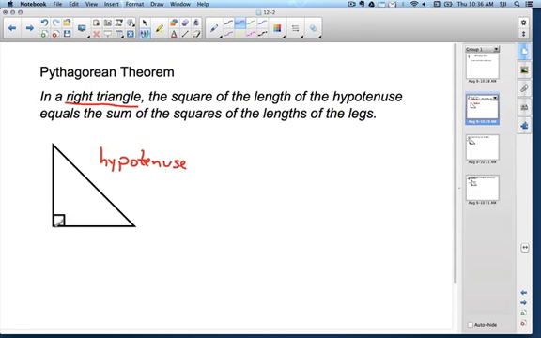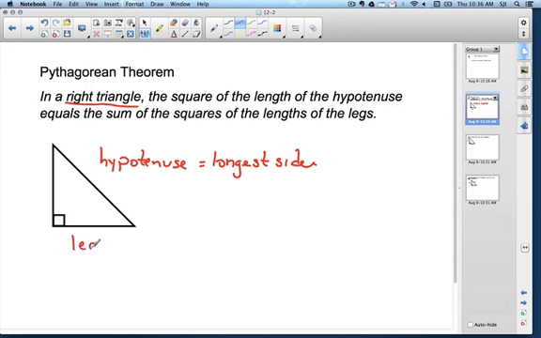And the hypotenuse of a triangle is the longest side. So whenever you look at a right triangle, the side that's diagonally and directly across from the right angle is known as the hypotenuse, and this is always going to be the longest side of the right triangle. The other two sides of the triangle are known as legs.